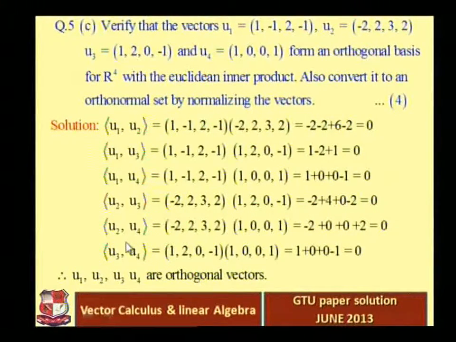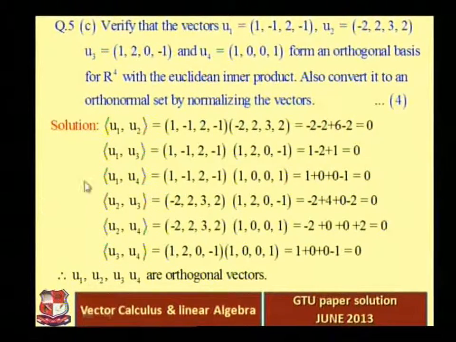Then inner product u2 u4. Let's take inner product u2 u4, that is (-2, 2, 3, 2) with (1, 0, 0, 1). So -2 into 1 is -2, plus 2 into 0 is 0, plus 3 into 0 is 0, plus 2 into 1, that is plus 2. So -2 plus 2 is equal to 0. And then inner product u3 u4, that is (1, 2, 0, -1) with (1, 0, 0, 1). So 1 into 1 is 1, plus 2 into 0 is 0, plus 0 into 0 is 0, plus -1 into 1, that is also -1. So 1 - 1 is equal to 0.